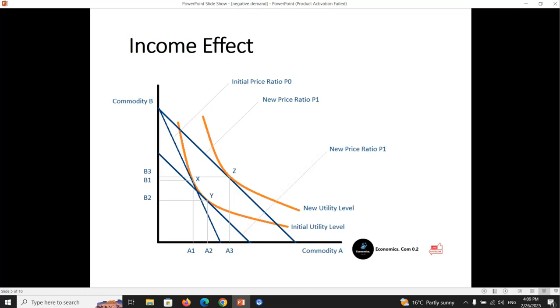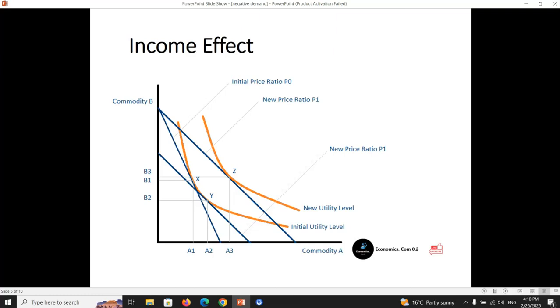In this graph, first we understand what the axes represent. The y-axis is vertical and represents commodity B, which the consumer can buy. The x-axis is horizontal and represents commodity A, another product that the consumer is willing to purchase. The consumer must choose between these two commodities based on their budget, which is affected by price changes.